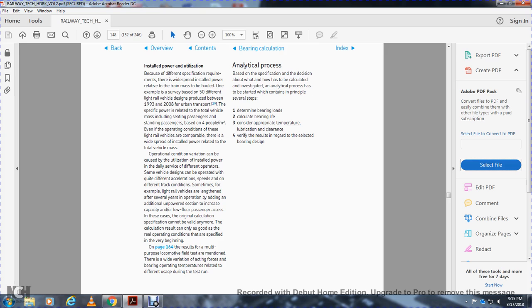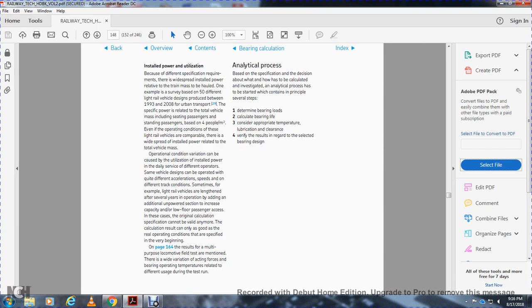On page 164, the results of the multiple diesel locomotive field tests show a wide variation in the bearing operation temperature related to the different units during the test run. The analytical process is based on the specification decision about how to use, what, and how this is calculated and investigated. The analytical process has to be started, which contains in principle several steps.